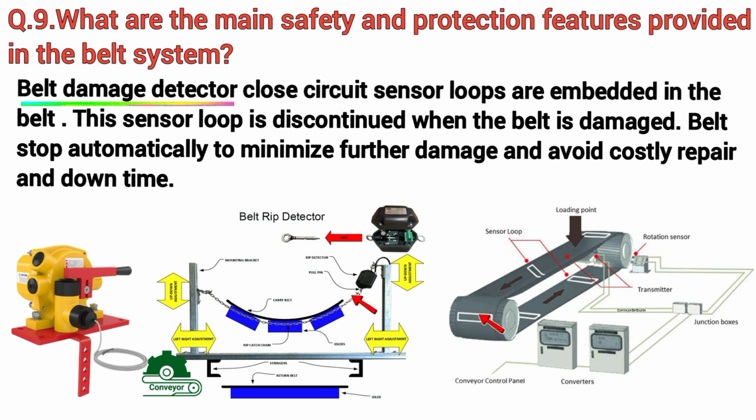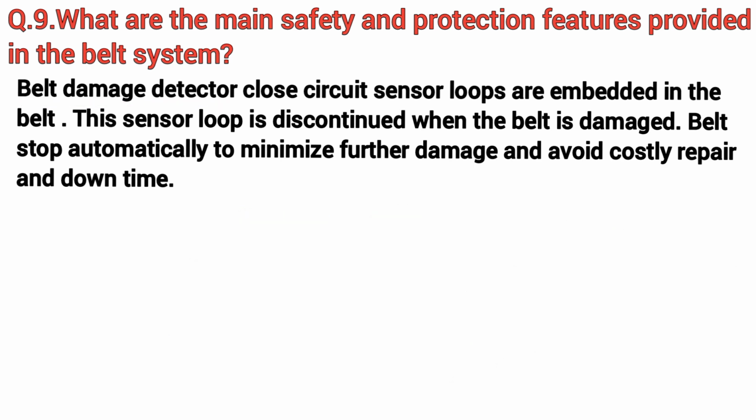Belt damage detector: closed circuit sensor loops are embedded in the belt. This sensor loop is discontinued when the belt is damaged. Belt stops automatically to minimize further damage and avoid costly repair and downtime.